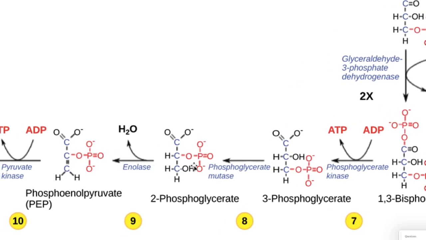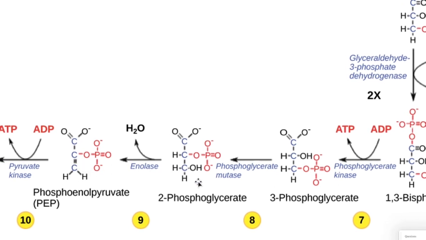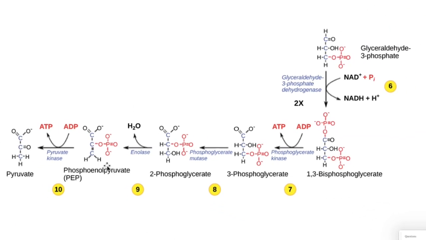So you lose water, this OH and this proton, and the bond that's left is going to basically reform here and create this double bond right here. And that's what the enzyme does. And this is a dehydration reaction. Why? Because you lose water. You generated phosphoenolpyruvate, all right?